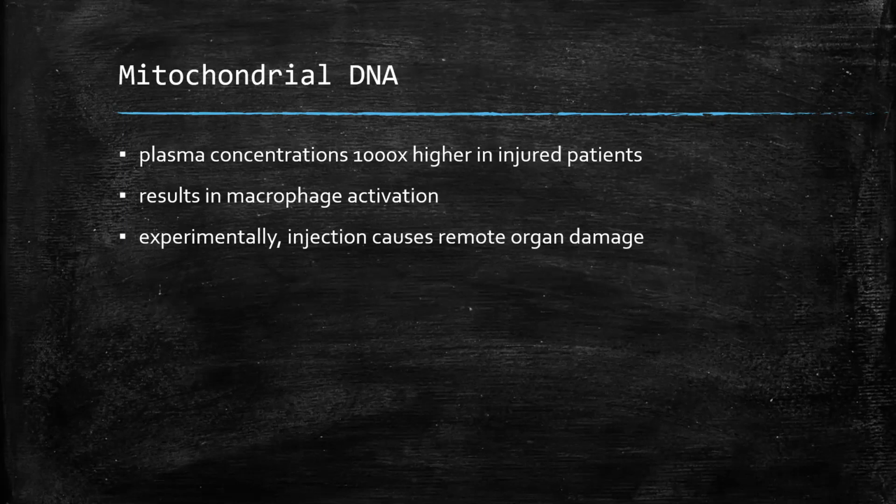So really, many of these are manifestations of a septic type response. Another example is mitochondrial DNA. Again, this belongs inside the cell, not outside. This can be measured if you are so inclined. In an injured patient, it has concentrations thousands of times higher than in a non-injured patient. It seems that this mitochondrial DNA causes extreme macrophage activity, and at least experimentally, injecting mitochondrial DNA into an animal model, again, causes a lot of the damage that you might see in a septic type patient.